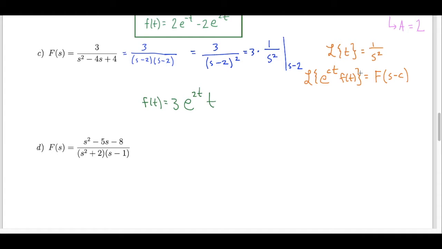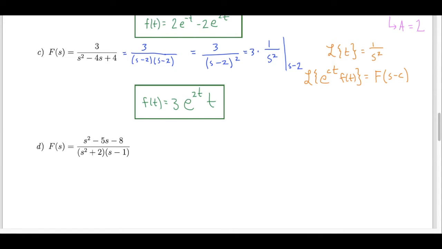So the 1 over s squared indicates that my inverse transform is t, but the fact that that function is evaluated at s minus 2 indicates, based on this theorem, that I have to multiply by e to the 2t in this case. So that will be my final answer. And this is another trick that we'll use pretty consistently.